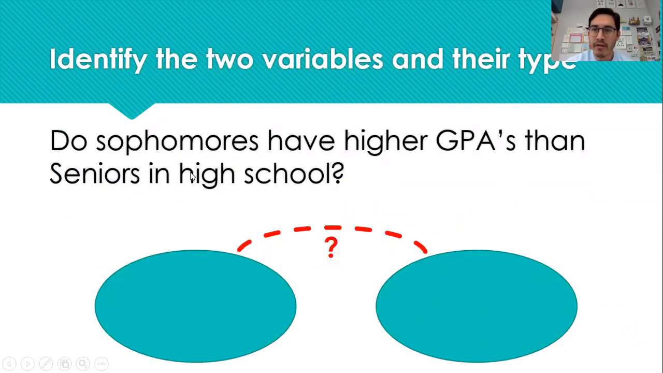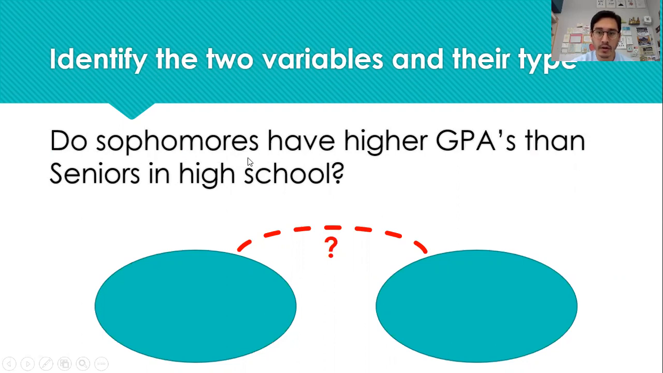All right, so here I've posed a statistical question, and what we want to do is identify the two variables and also their type. Okay, is it categorical or quantitative? Now, do sophomores have higher GPAs than seniors in high school? All right, so I have this bubble diagram, and so we'll write the variables within each bubble. The dashed line just indicates there may be a possible relationship between these two, right? We haven't collected any data yet, we're just posing the question. Okay. So that's also the reason why there's a question mark, because we don't know whether there's a relationship.